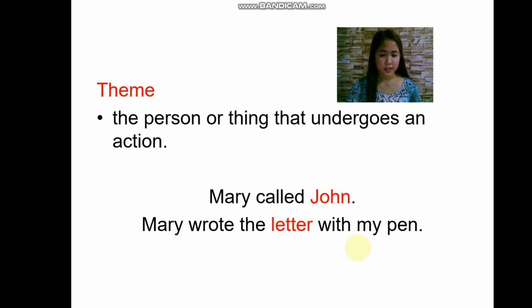Not to be confused with the theme, let's try to integrate the sentence pattern. The theme also functions as the direct object in the sentence because the direct object answers the question what or who. Say for example, Mary called who? The answer is John. Mary wrote what with my pen? The answer is letter. Again, these are examples of theme.